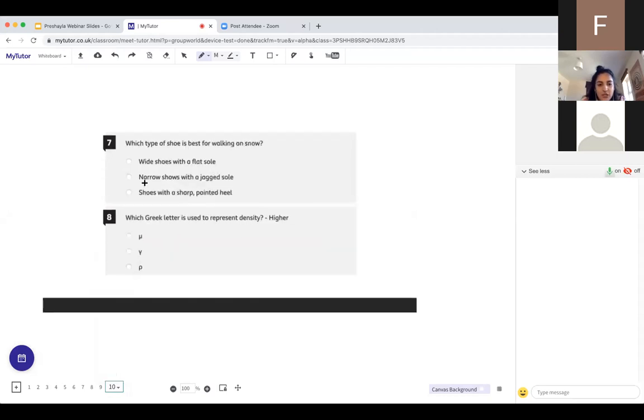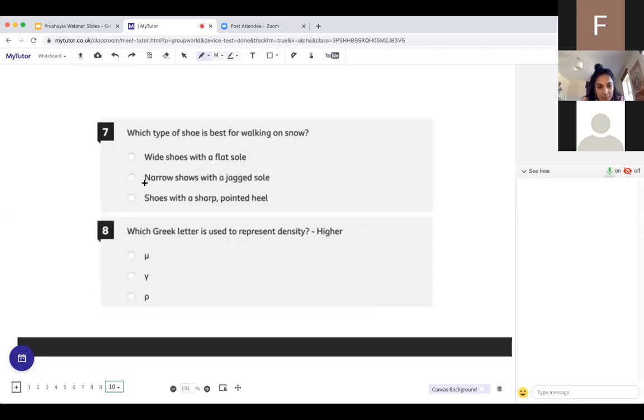What type of shoe is best for walking on snow? Wide shoes with a flat sole, narrow shoes with a jagged sole, or shoes with a sharp pointed heel? And which Greek letter is used to represent density? Mu, gamma, or rho? So which type of shoe and what Greek letter?